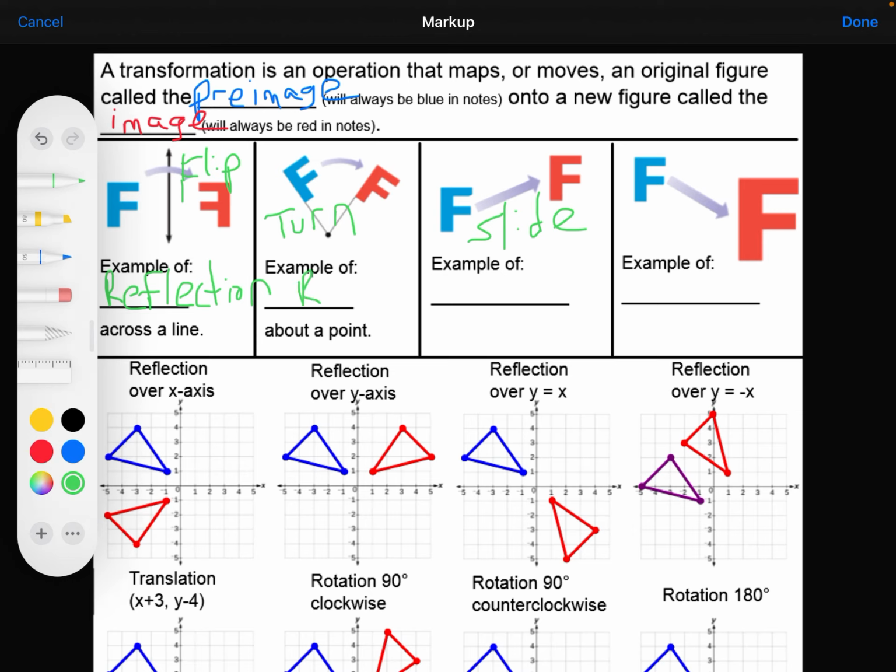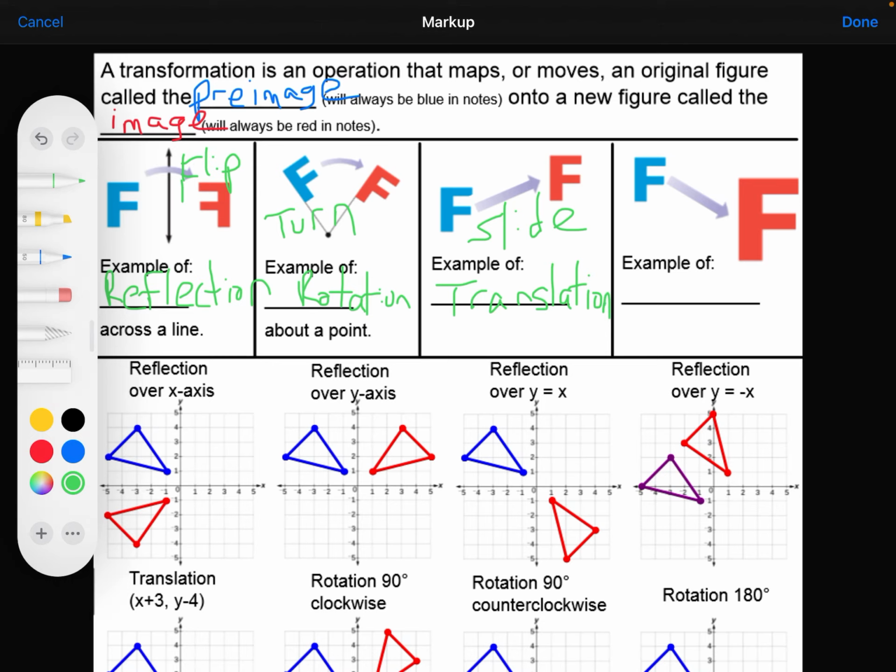A turn is called a rotation. And a slide is a word people often mix up with the original word transformation, but a slide is a translation. And the way I always try to think about this one here is if you move something from one location to another on a map, you may have to translate its language, but the meaning of it's exactly the same. So translations look exactly the same, they're just in a new location.